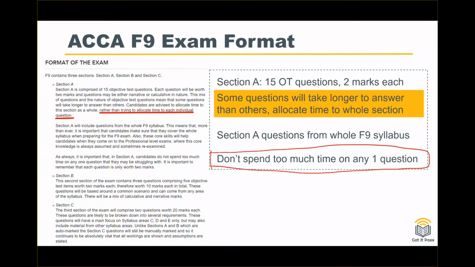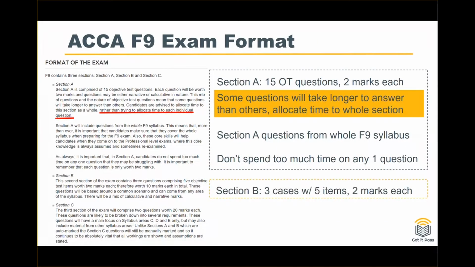Don't spend too much time on any one question. It's very important, especially when you are new to the F9 exam format, because each question only carries 2 marks. If you spend about 10 minutes on one question, then you are losing time for the other questions.